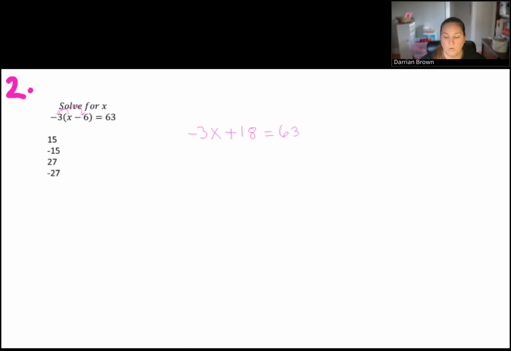Now remember, our whole goal for this problem is to get x by itself. And to do that, we need to move everything else to the other side of the equal sign. And so if we draw our line here, we're going to move that 18 first. Very good. Zach's telling us in the chat box we need to subtract 18 on both sides. And when we do that, it cancels out on the left side, so we can cross that out. We're left with -3x, so you can bring that down. And then we need to subtract. So somebody tell me what's 63 minus 18.